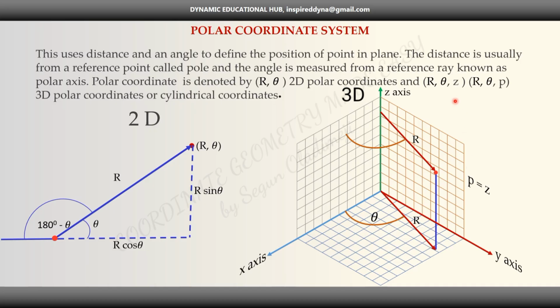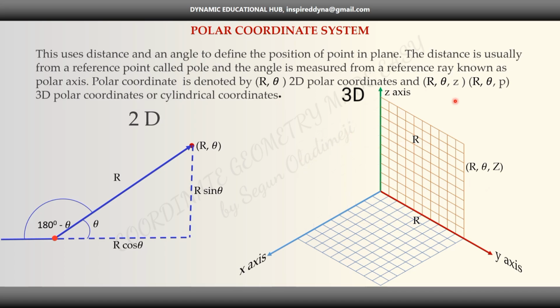Now why are we calling it the cylindrical coordinate system? Let me show you that. Let's have another point. Let's say this point. So we want to get the polar coordinates, the cylindrical coordinates. The first thing is we draw it downward. We have our r as shown.